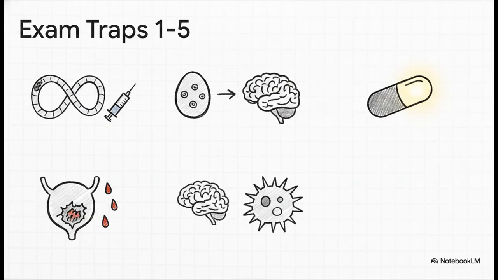Trap 3. D. latum causes vitamin B12 deficiency. Do not let them trick you with folate. Trap 4. S. haematobium is your hematuria and squamous cell bladder cancer fluke. Trap 5. If the vignette says eosinophilic meningitis after eating undercooked snails or prawns, the absolute number one cause is Angiostrongylus.